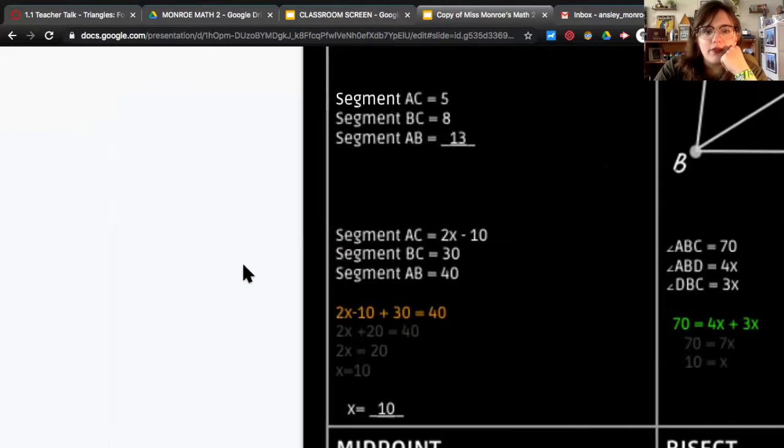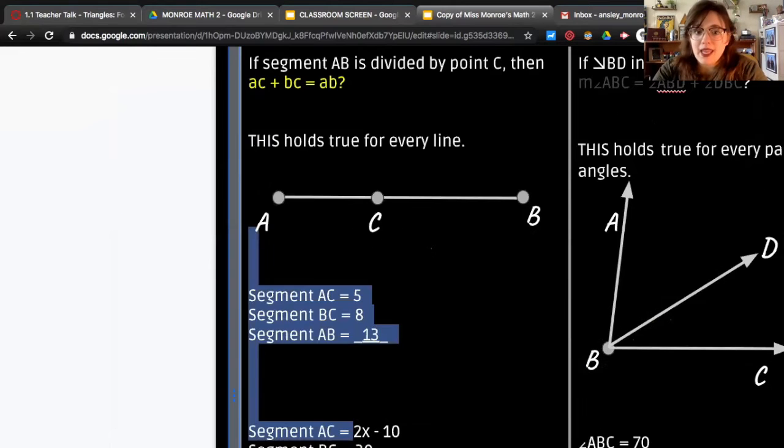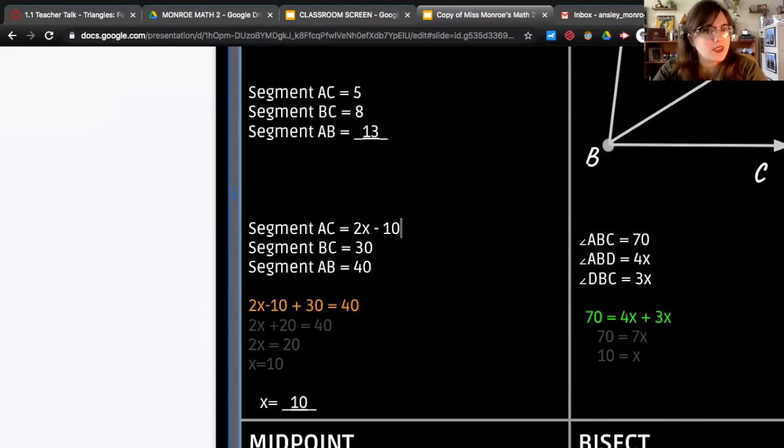Then we have problems like this, where segment AC might be an expression. It may not be just a number. Segment BC is 30 and AB is 40. So the entire thing is 40. AC is 2x plus 10. BC is 30. So I went ahead and wrote that.